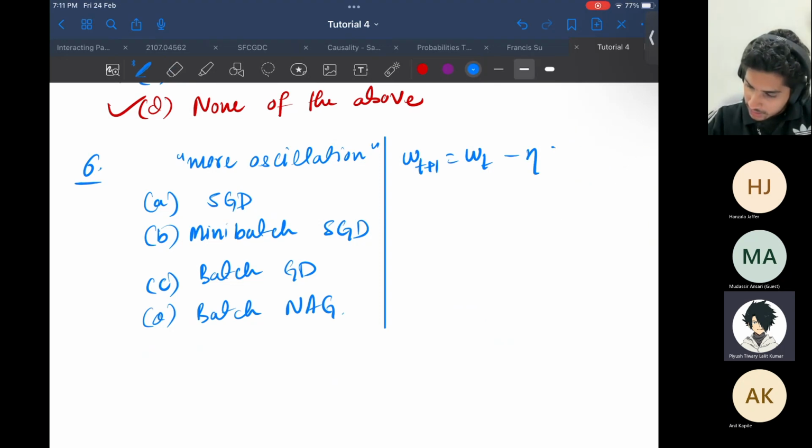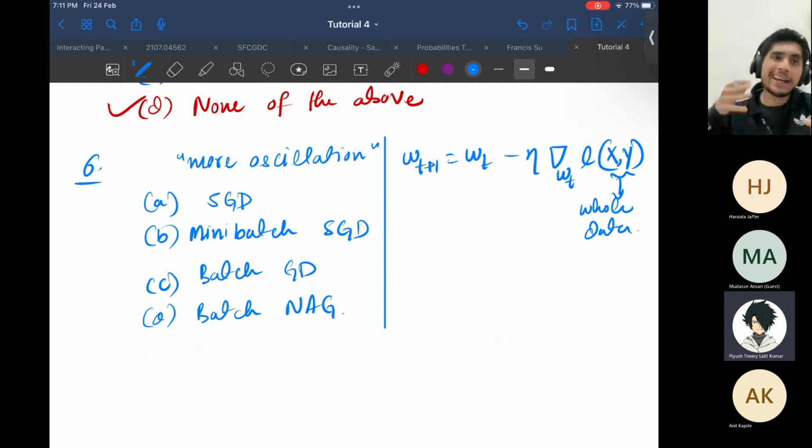Okay. The idea is to take the gradient with respect to W_t of the loss over all the capital X and Y, and this means the whole data. So this is the ideal gradient descent. Vanilla gradient descent, or the ideal gradient descent, wants you to calculate the loss function for the entire data set.